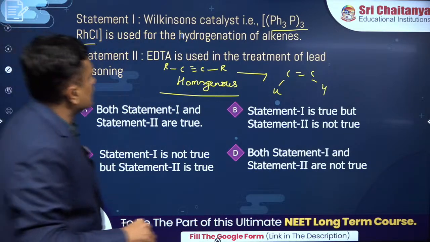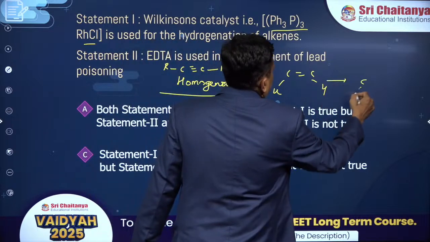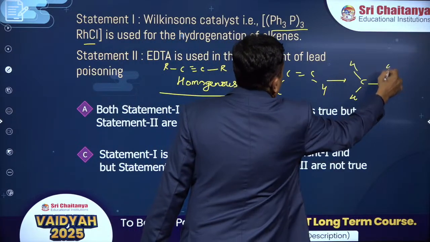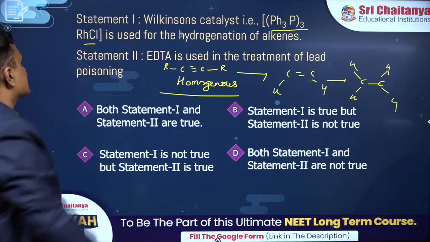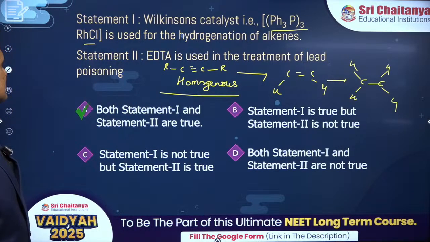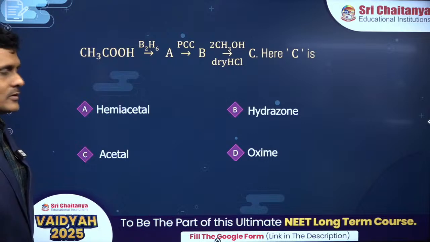Hydrogenation of alkyne as well as alkene, further reduction of this gives rise to an alkane. So it will reduce both alkyne as well as alkene. That's a correct statement. And statement 2 is lead poisoning. That's also correct. Yes. Okay. Next.